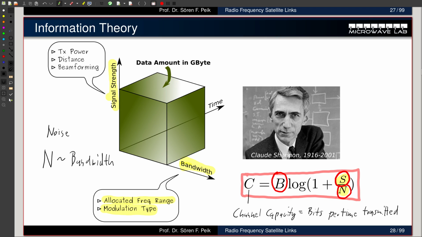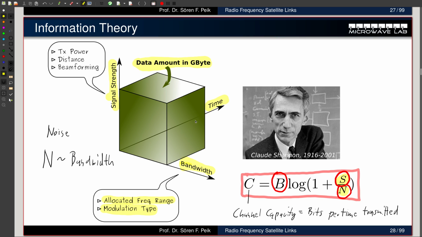And the third dimension, it's clear, is your time. The more time you have, the more information you can transport. And all three together, signal times bandwidth times time, that's the amount of data you transmit in gigabytes. And you have several options now to change that. When you want to transmit a lot of data, you can go either with a big signal strength and a big bandwidth, then you need very little time, or you have little bandwidth and little signal strength, then you need a lot of time.